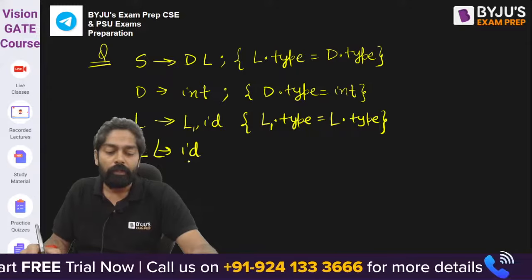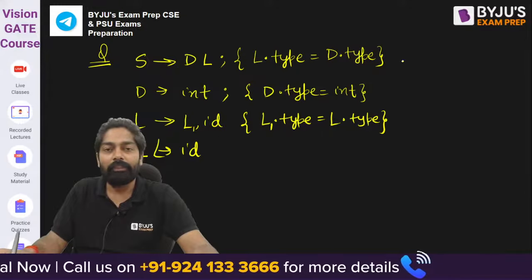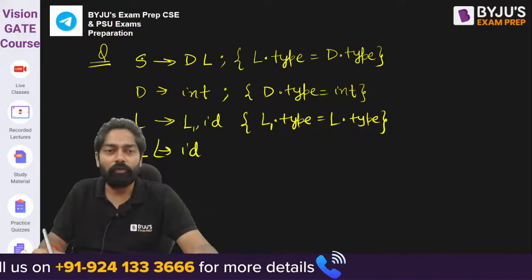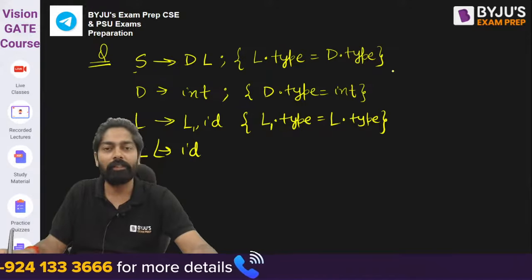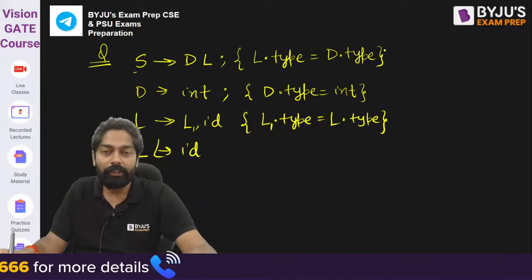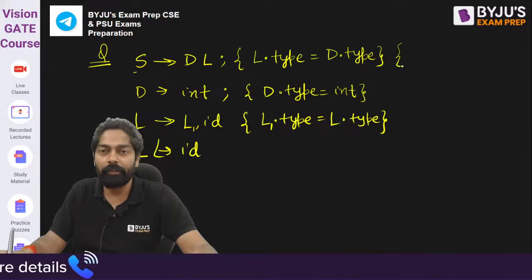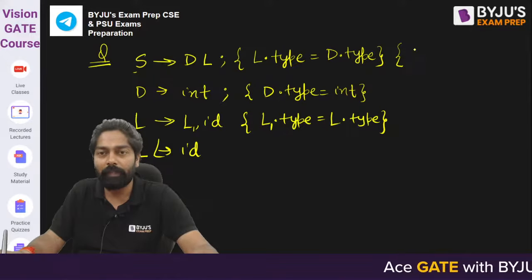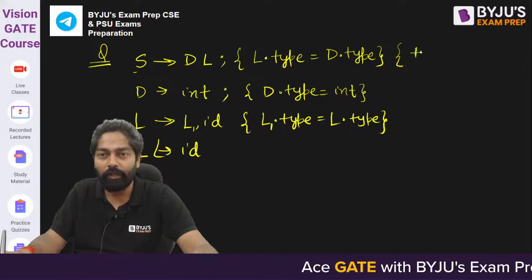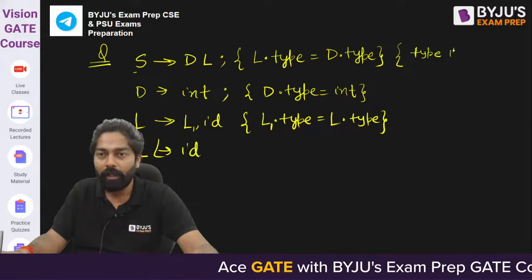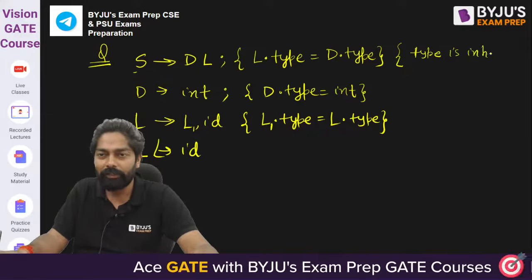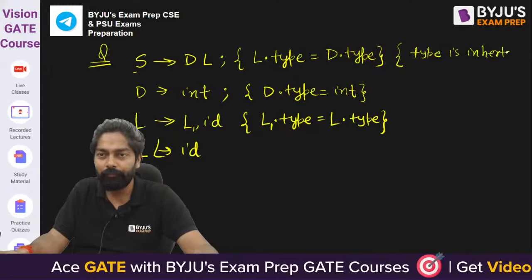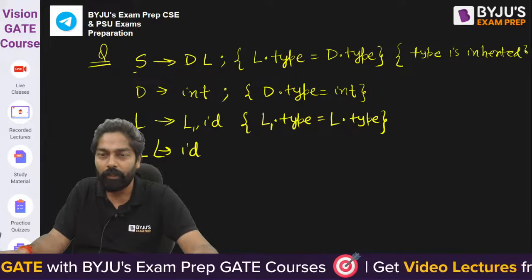Okay, so can you please tell me what about this one? This is rule 1. What about rule 1? Is it synthesized or inherited? See here, the L value you are computing in terms of the sibling, my dear friend. It is nothing but inherited. So here in rule 1, type is inherited. Fine, just some revision.